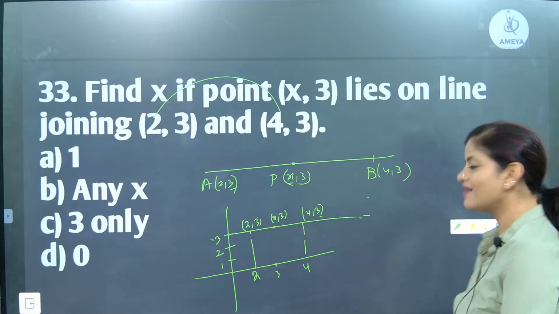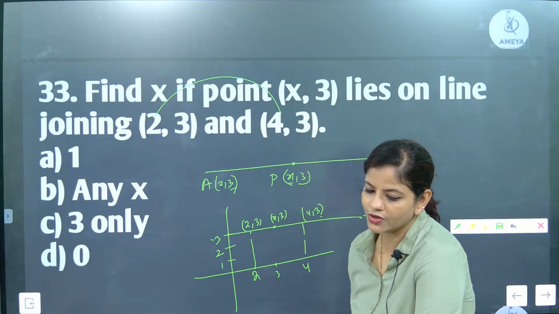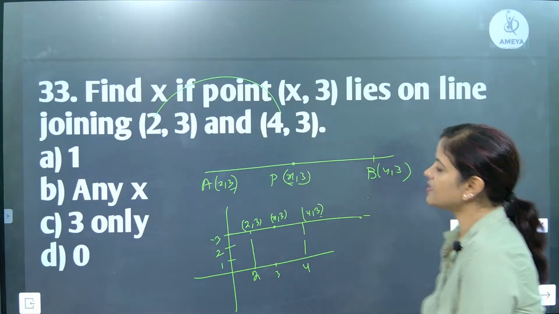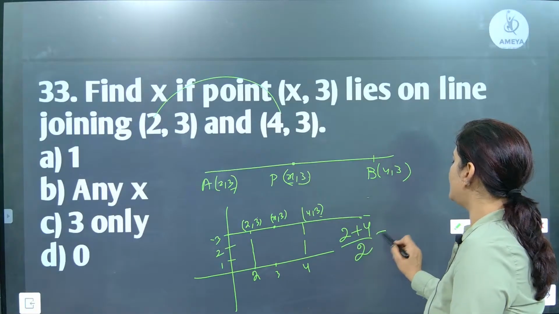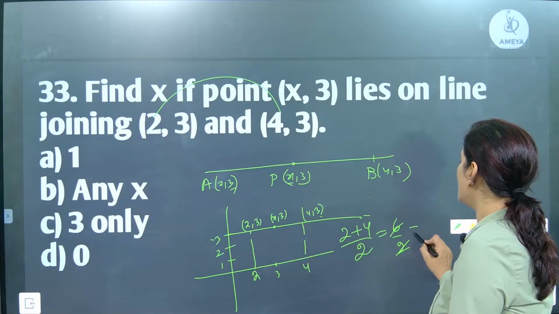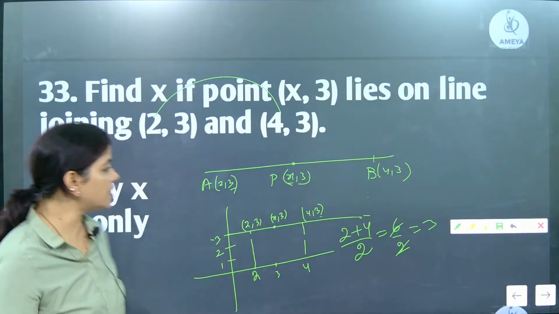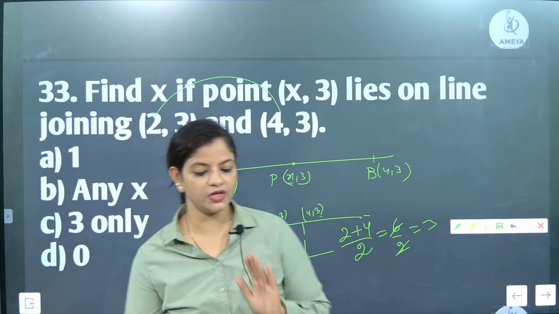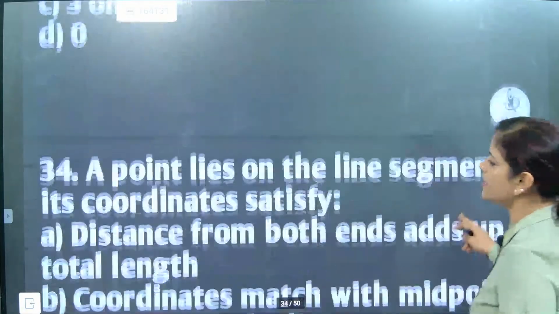Got it? Now is it clear to you after drawing? Children, after drawing only, is it clear to you? The answer is absolutely correct. The answer is 2 plus 4 divided by 2, which is 6 by 2. The answer is 3. I hope everybody understood. See, the correct and perfect answer is 3 only. Okay, we'll go for the next question, please.